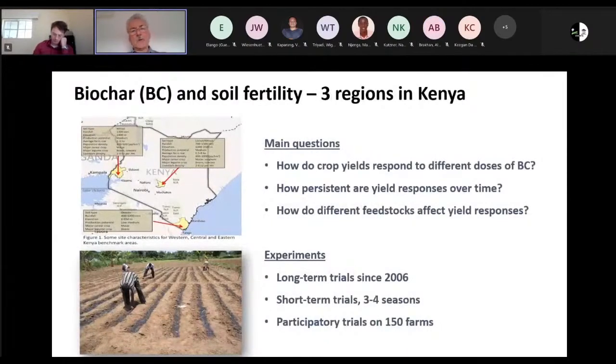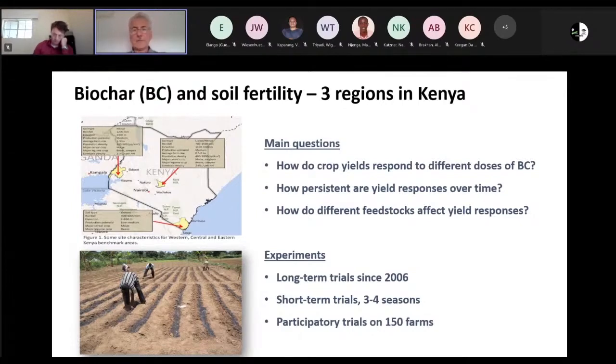So we were studying, during the last 15 years, the biochar effect on soil fertility in 3 regions in Kenya: in the west, in the central part, and at the coast. Our main questions to study were how crop yields respond to different doses of biochar, and how persistent yield responses are over time. How do different feedstocks affect yield responses? So these were the main questions.